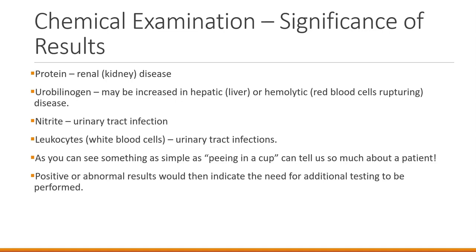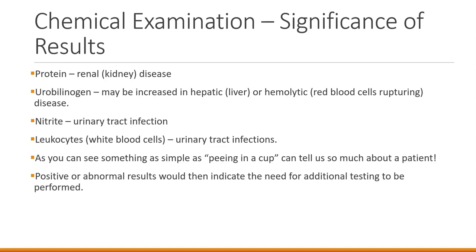Nitrites indicate a urinary tract infection, and as I said before, when bacteria are present in the bladder, a bladder infection, they incubate there, and a byproduct of their metabolism is they change nitrates into nitrites. So the presence of nitrites in a urine is an excellent indication of a urinary tract infection.